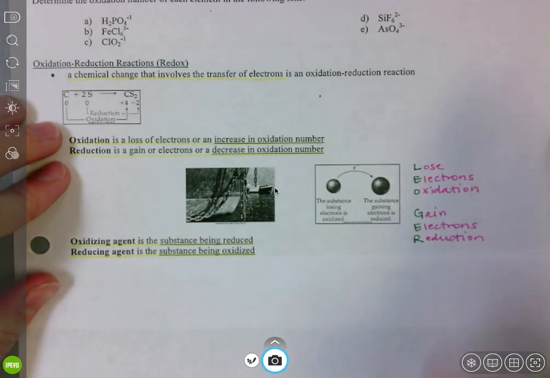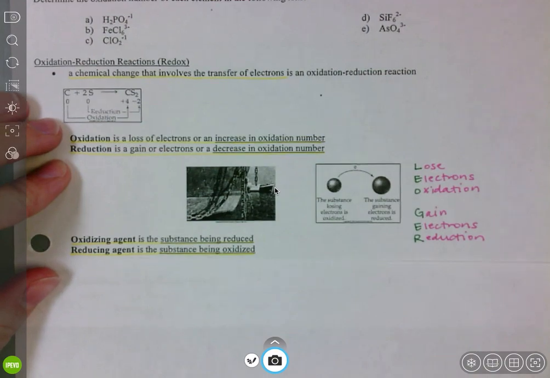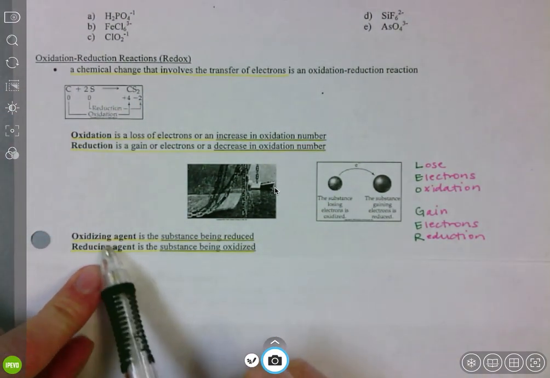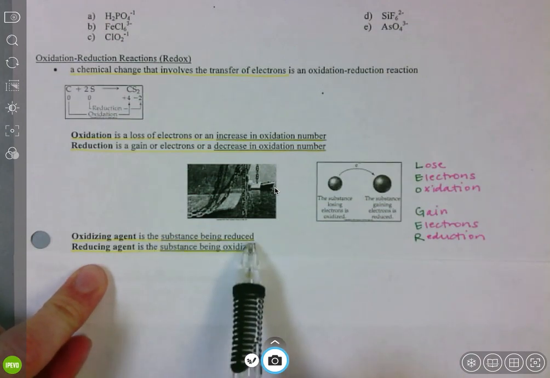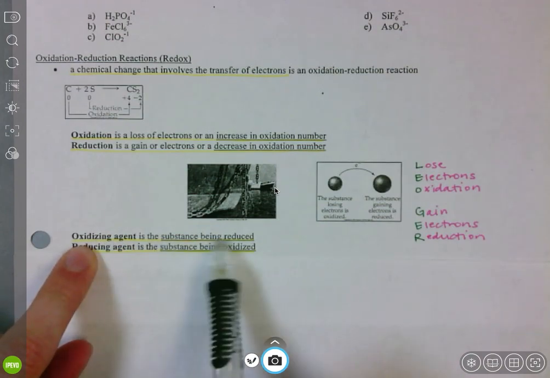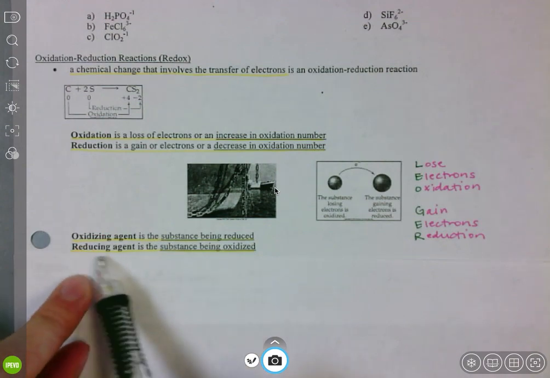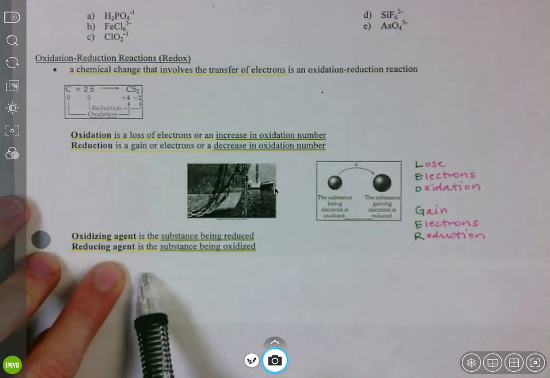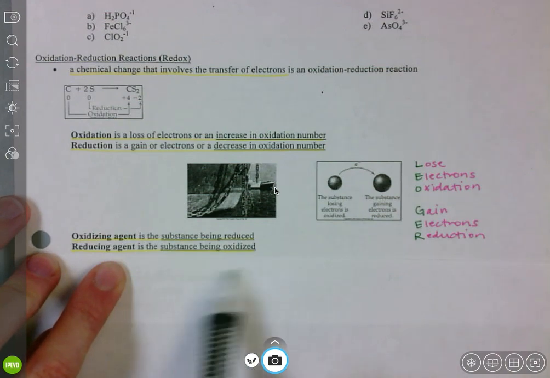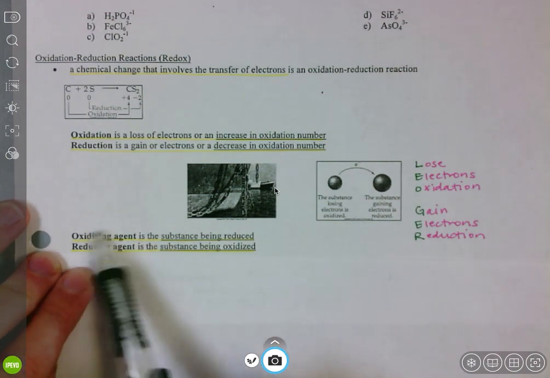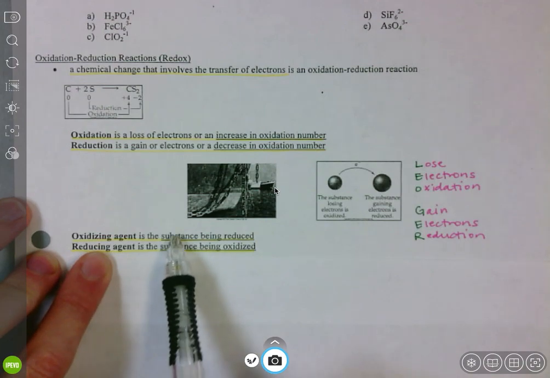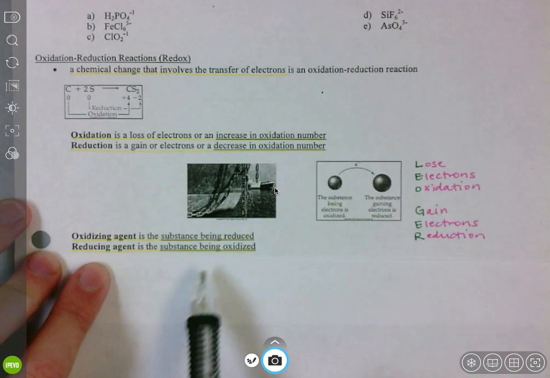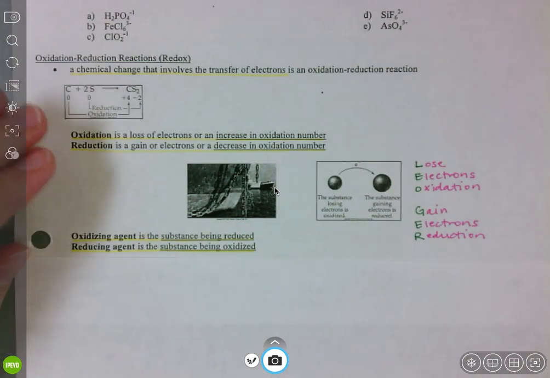Okay. We also need to talk about oxidizing agents and reducing agents. Our oxidizing agent is the substance being reduced, so think about it like they're opposite there. And our reducing agent is the substance being oxidized. It causes the reduction of the other guy by giving away its electron. The oxidizing agent is the substance being reduced, accepting electrons, causing the oxidation of the other guy.